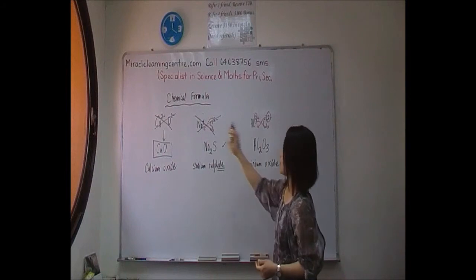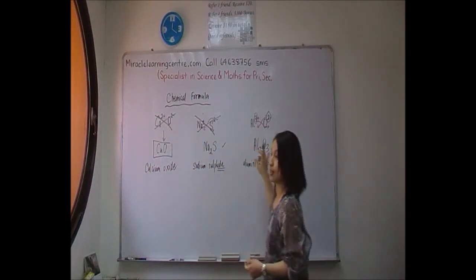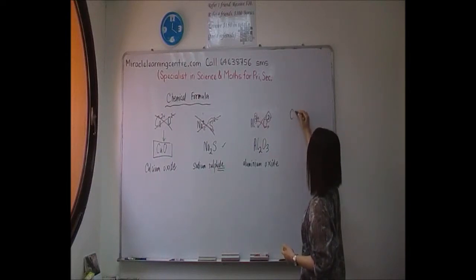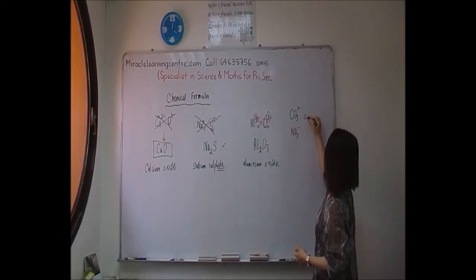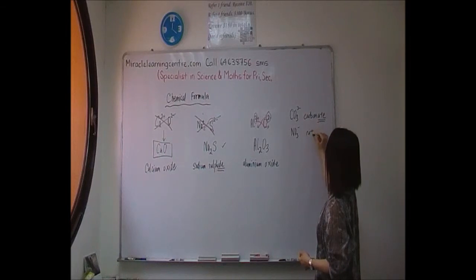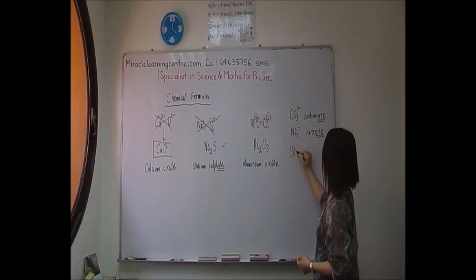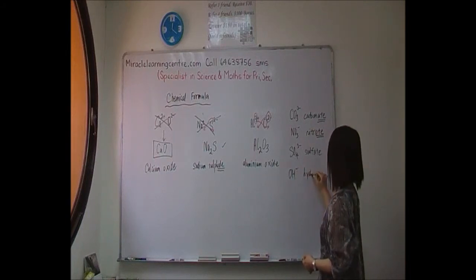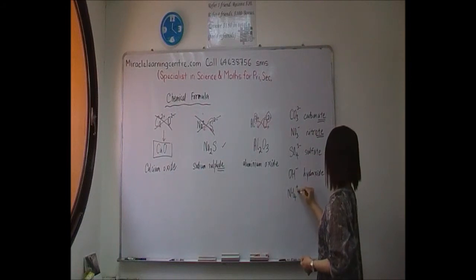Start memorizing the ones with the single elements first. Later you'll come to those with more than one element together, like your carbonate, nitrate. ATE means it contains oxygen. Then we have sulfate, hydroxide, and ammonium.